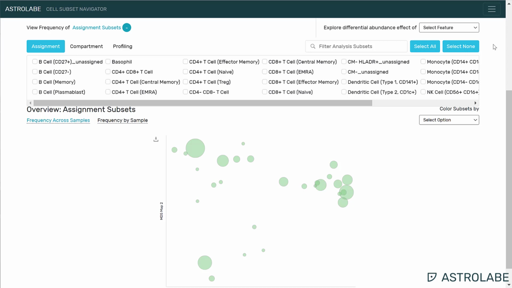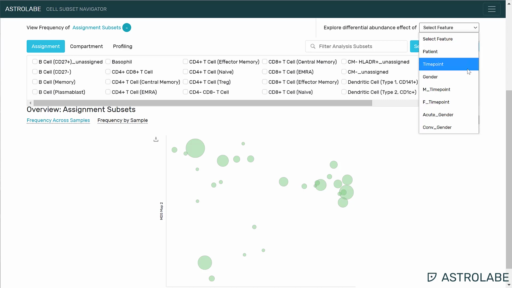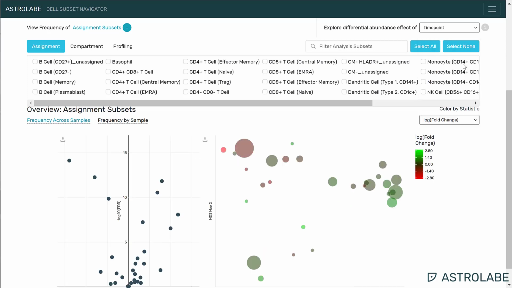The experiment I have here looked at patients infected with chikungunya virus in both the acute and convalescent stages of disease progression. So the features defined were patient, gender, and time point for acute and convalescent. So if I select time point for differential abundance analysis, a few things are going to happen.